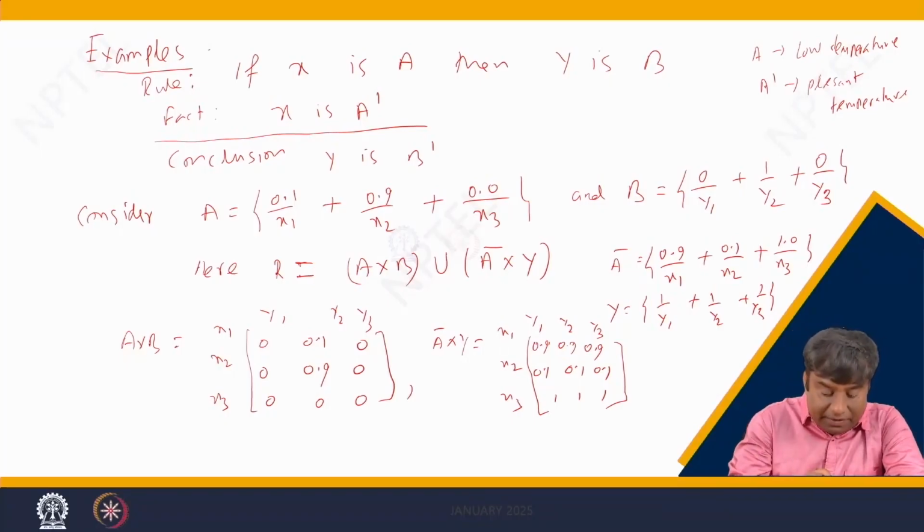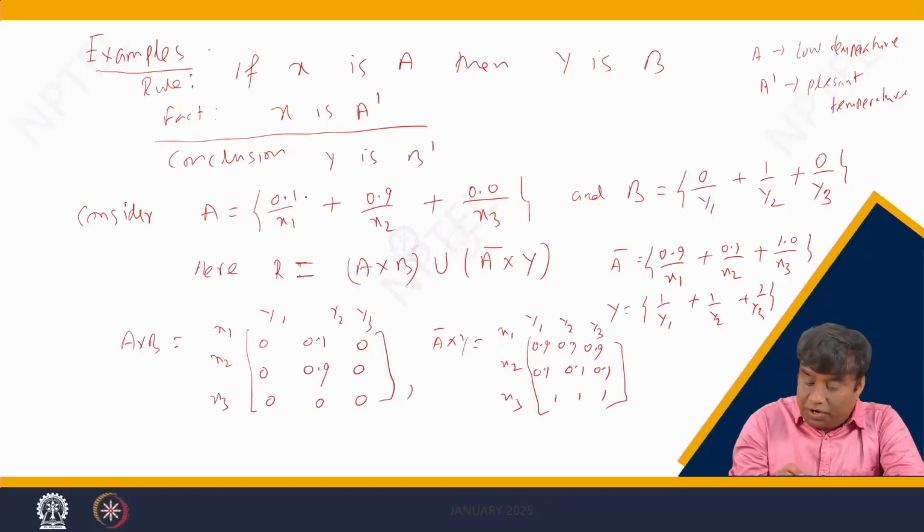Now find A cross B. Here the rows are x1, x2, x3 and the columns are y1, y2, y3. We need to find the minimum. For x1, 0.1 and 0, minimum is 0; 0.1 and 1, minimum is 0.1; 0.1 and 0, minimum is 0. For x2, 0.9 and 0, minimum is 0; 0.9 and 1, minimum is 0.9; then 0.9 with 0 minimum is 0. Similarly for x3, everything becomes 0 because that is 0.0.